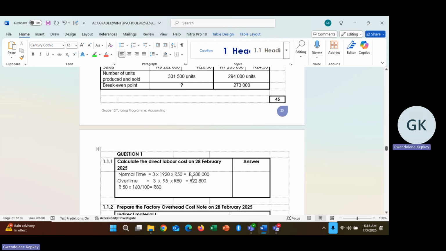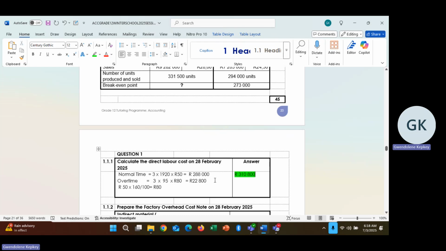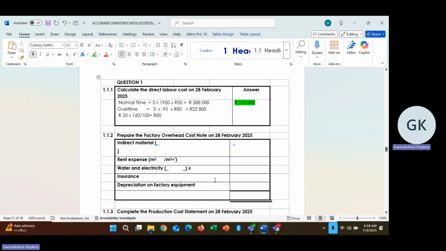Now that added to the total above it of 288,000, the normal time, will give me a Rand value for direct labor of 310,800. That is my answer over there for direct labor. Okay, it could also be called production wages. Then my factory overhead note is as follows.